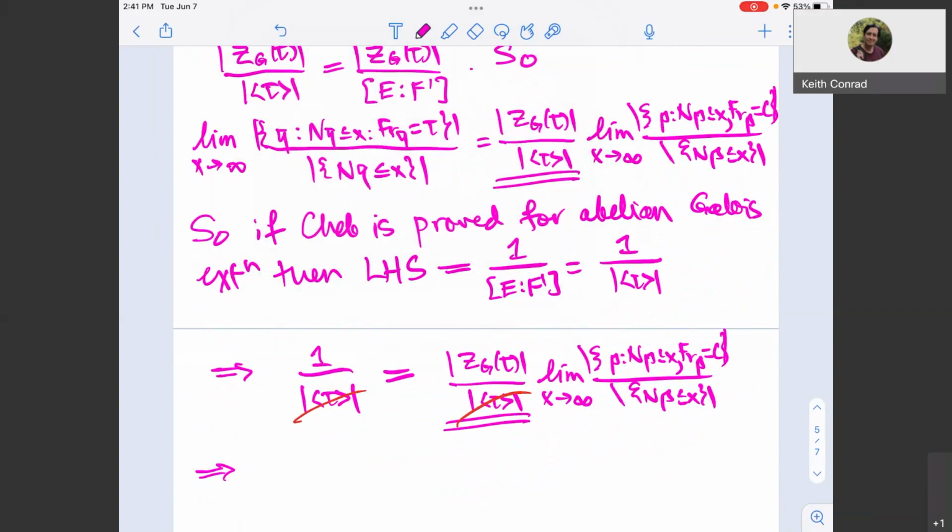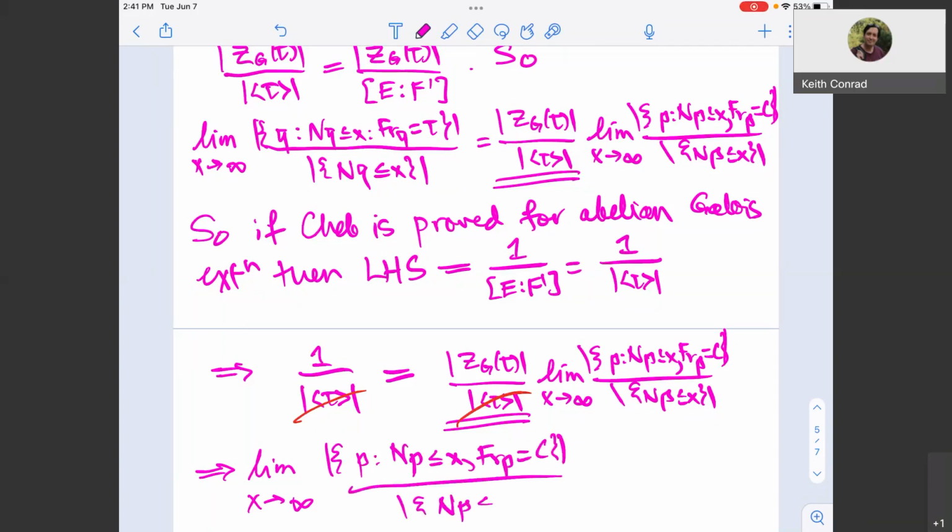And so therefore, we see that the limit of the number of primes up in the original thing we care about, counting primes of the given Frobenius conjugacy class, divided by the number of prime ideals overall downstairs with norm up to x, is 1 over the centralizer of tau, but we didn't want that.